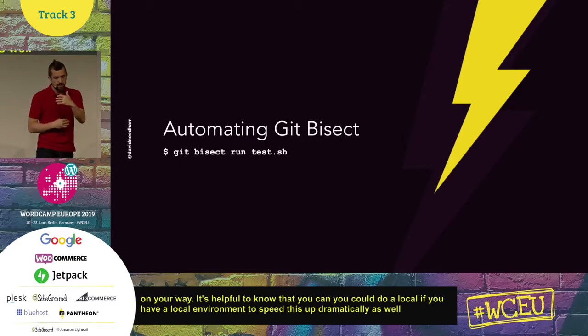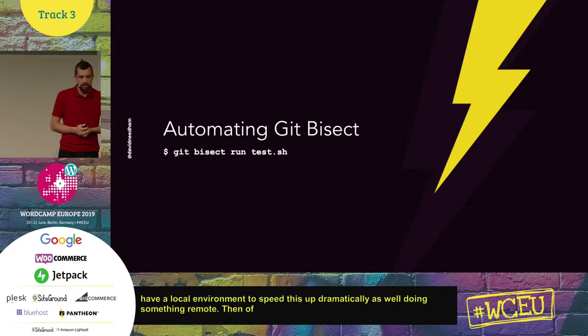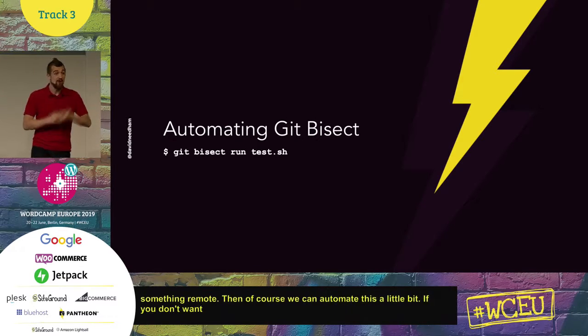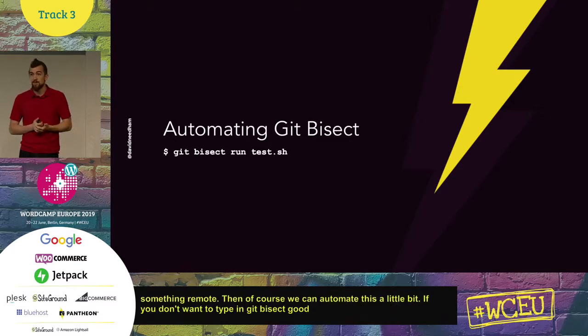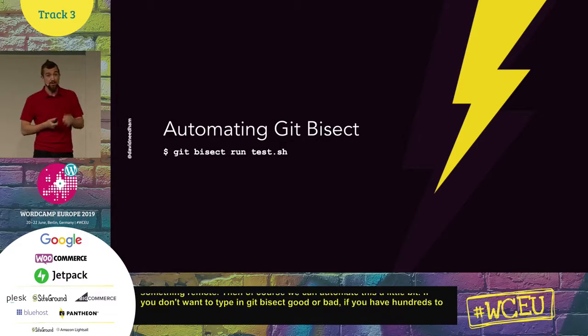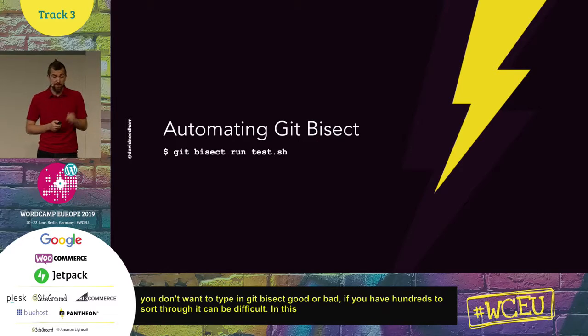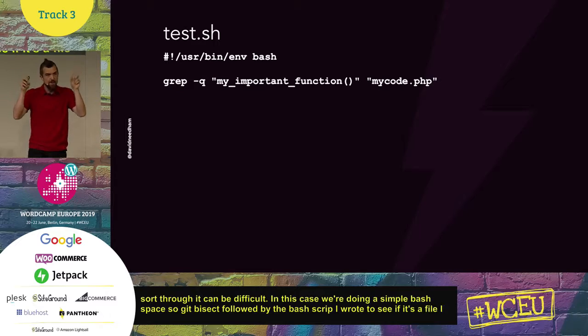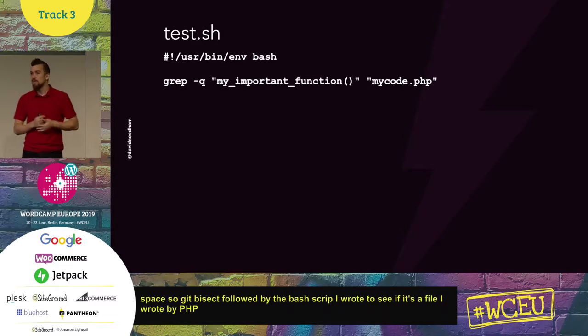And then, of course, we can also automate this a little bit. So if you don't want to have to type in git bisect good, git bisect bad, and especially if you have hundreds or thousands of commits to sort through, it can be really difficult. You can write a test. So in this case, we're doing just a simple bash script: git bisect run, followed by this bash script I wrote, which is literally just looking to see, is there a file named mycode.php, and is there a myImportant function located anywhere inside of that?